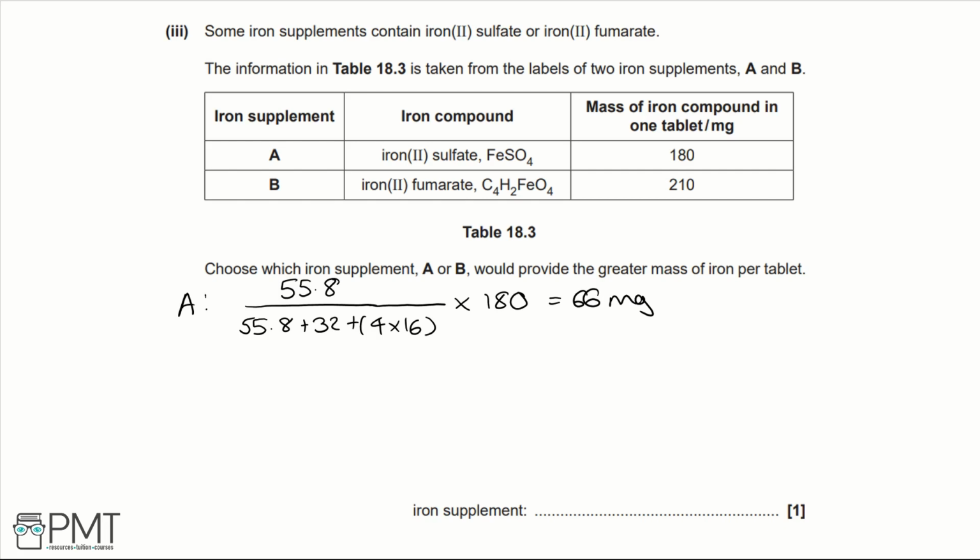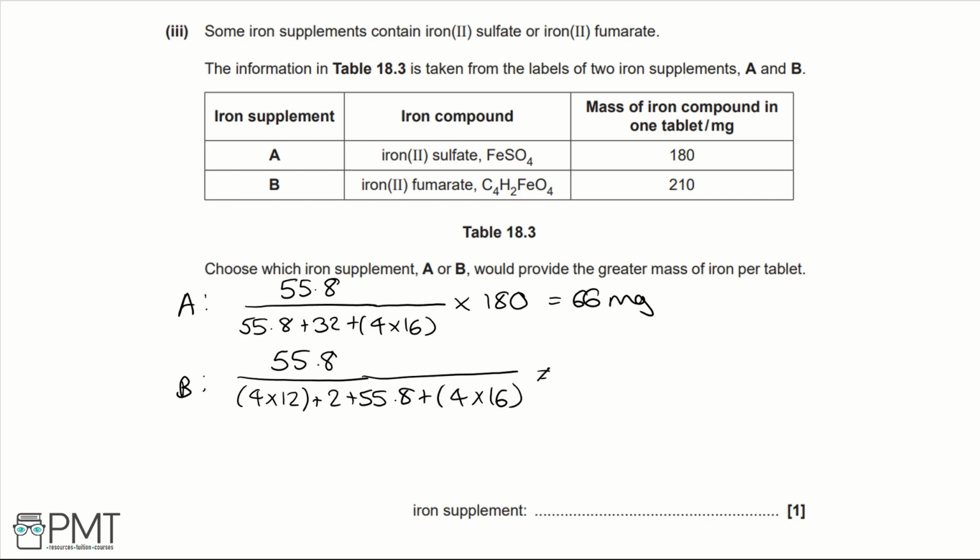So we've got 66 milligrams, and then we're working out B. So we'd have 55.8 divided by 4 times 12 plus 2 plus 55.8 plus 4 times 16. And that gives us the mass, if we multiplied by 210, of 69 milligrams. And so our answer is B. To get the mark for this question, you need to write B on the answer line provided.